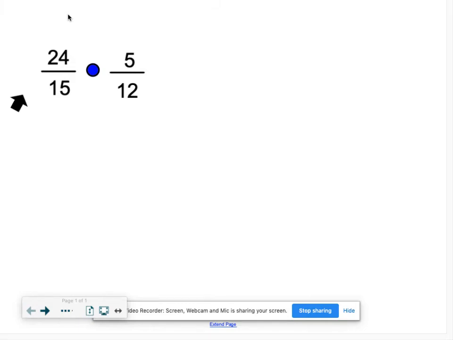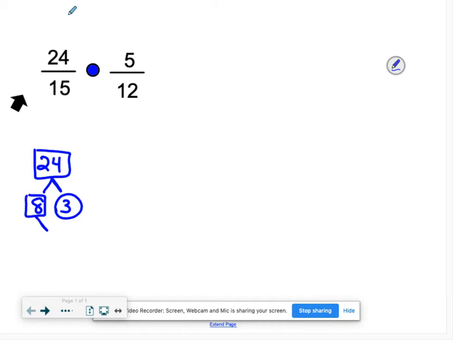So we're going to multiply two fractions using prime factorization. First, we're going to prime factor 24. We know that 24 is a composite number, so we're going to break it down into 8 times 3 this time. 3 is a prime number, but 8 is composite, so we're going to put a box around it to show that it is composite.